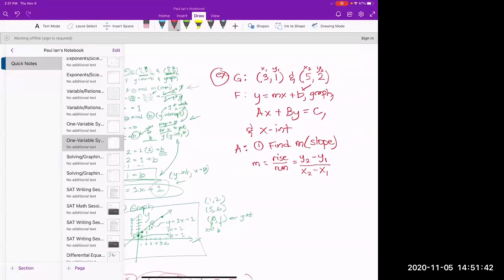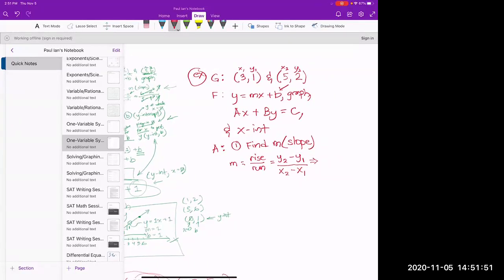Okay. Do we have those? Y2, y1, x2, x1? Do we have those? Yeah. Okay. So what are they? What's the top? Y2 is 2, and then minus 1. Cool. And then the bottom, x2 is 5, and then minus 3. All right. And that's it. It's really simple. If you know this equation, you got everything. So m equals, and you simplify this, 2 minus 1 is 1. 5 minus 3 is 2. So it's 1/2. Your slope is 1/2.